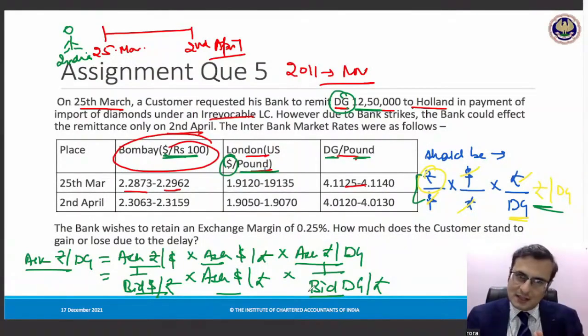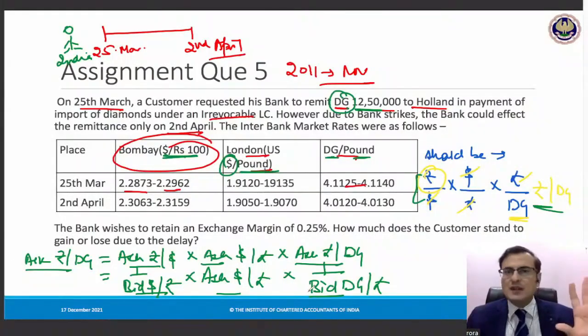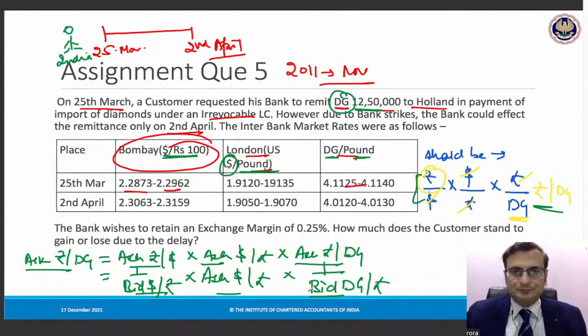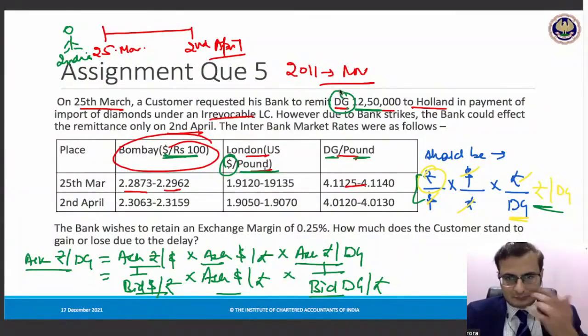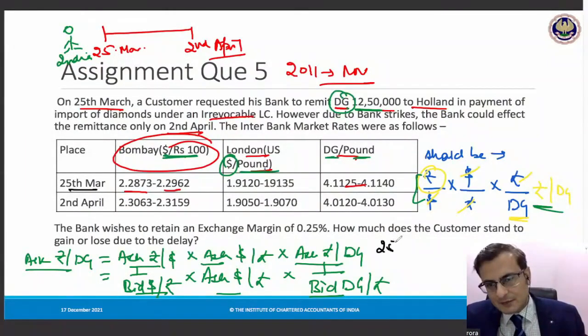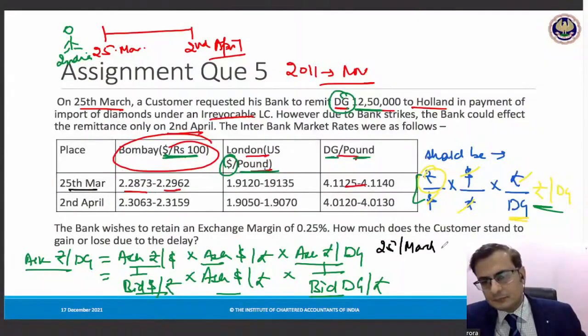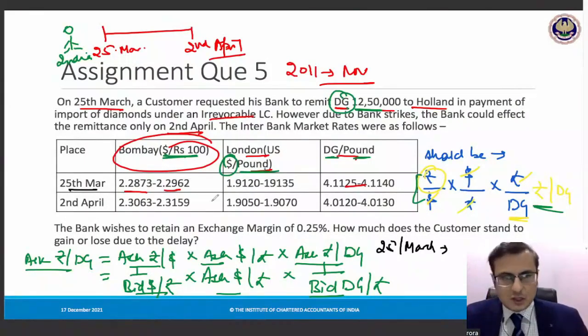Can I move? Now I don't need to do anything. I just have to put these rates for both days, which are 25th March and 2nd of April, and I'm done with that. Now I need the rates for 25th of March. So 1 by bid, but this is in hundreds. So 25th March, this is in per 100.